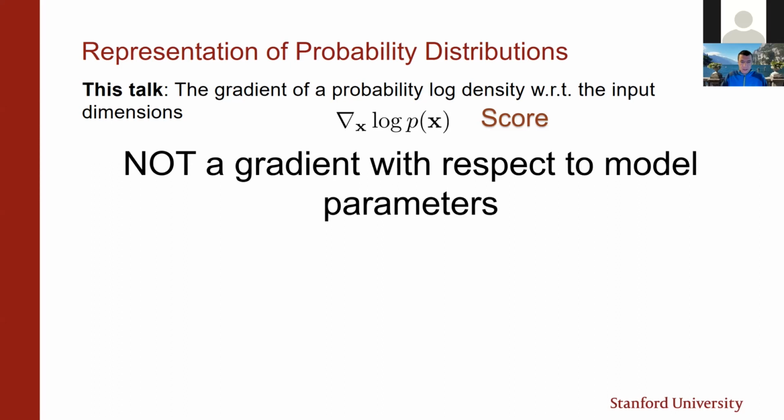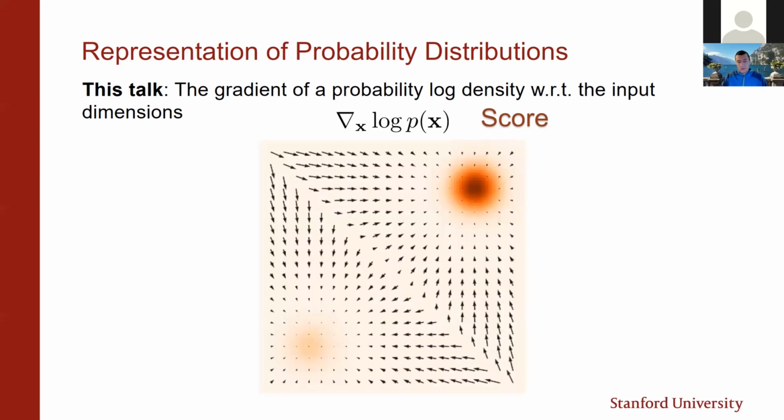And note, this is not the gradient with respect to the model parameters, the one you've seen probably over and over, and that you use for training. This is the gradient with respect to the input dimensions. So it's a vector that tells you the direction that you should follow if you want to increase, let's say, the log density as fast as possible at each point. So visually, it would look something like this.